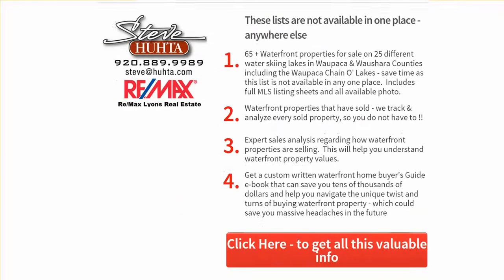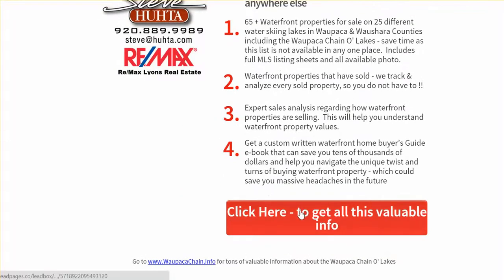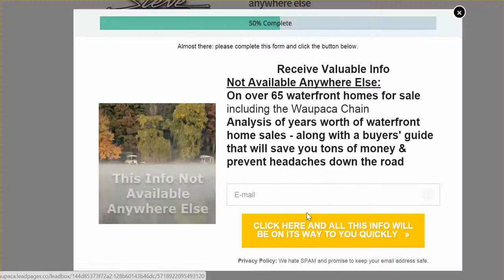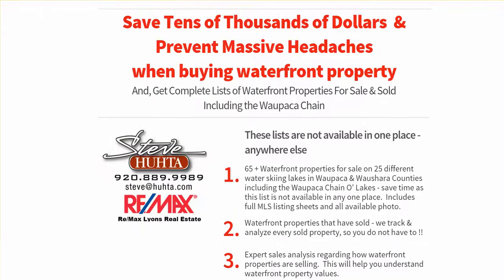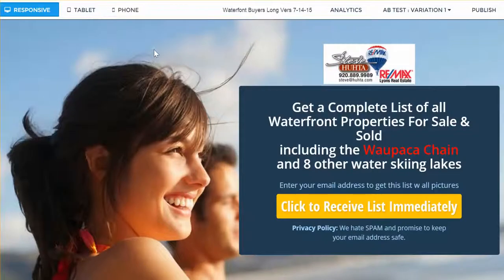So this is a long version. Again, you click here and it's all through LeadPages. You know the deal. Type in your email address, blah blah blah. Then I also have what I call the short version, so I'm doing an A/B test. This is the short version. Get a complete list of all waterfront properties for sale, including the chain.